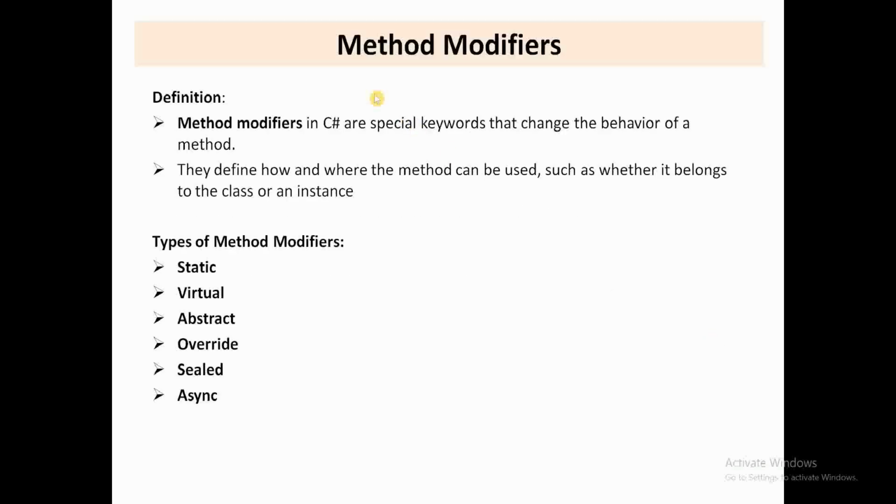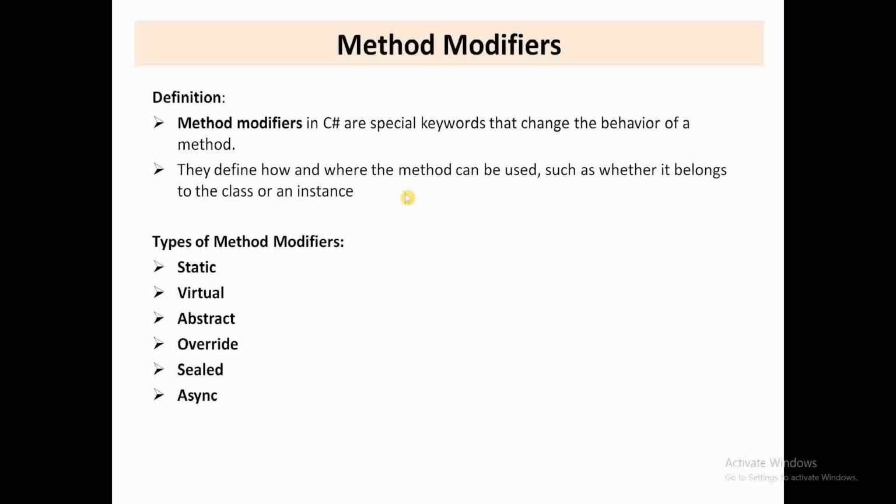First we have method modifiers. So what are method modifiers? Method modifiers in C# are special keywords that change the behavior of a method. Suppose we have two methods and we want to override the first method in the second method. If we want to give some new implementation to the second method, that is changing the behavior of that method with the modifiers.